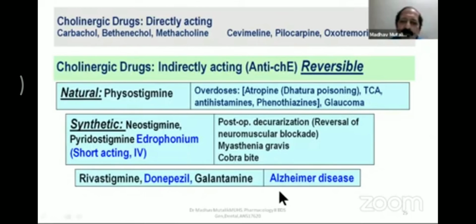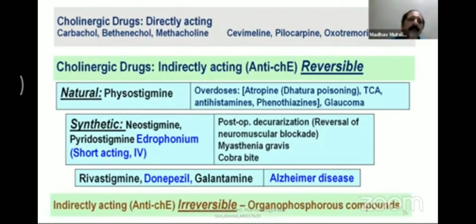And for Alzheimer's disease, we use rivastigmine, donepezil, galantamine, because they try to concentrate acetylcholine in the brain. They are cerebroselective drugs. So these are some important indirectly acting anticholinesterase drugs which are commonly used.